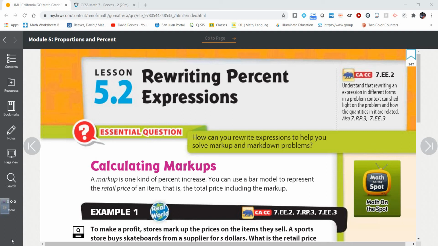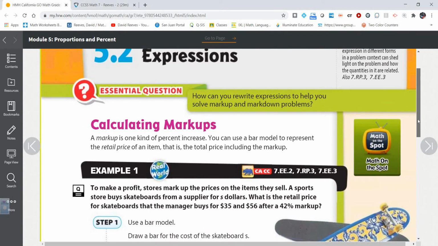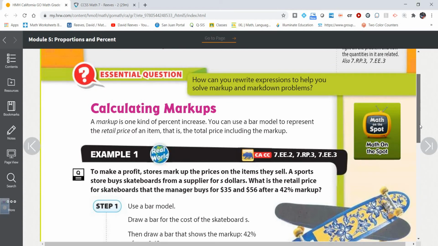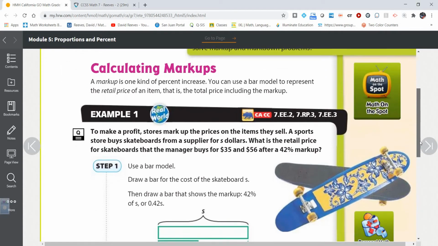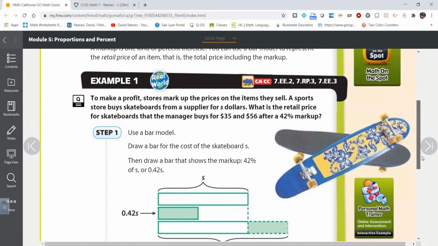Well, hey everybody, Mr. Reeves back with you, and we are continuing to look at Lesson 5.2 in the Math 7 textbook on rewriting percent expressions, specifically with markups and markdowns. So in the previous video, I introduced you to the idea of what a markup was, what a markdown was, and how to write expressions for those markups and those markdowns.